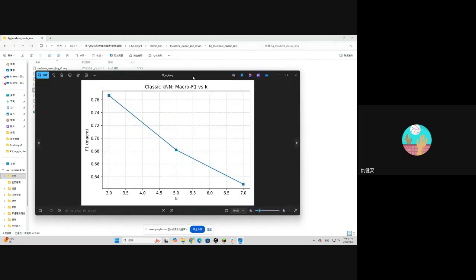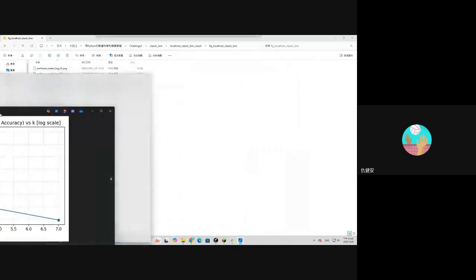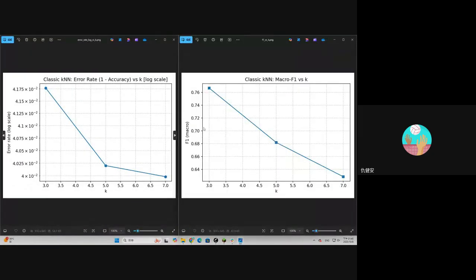So first let's see the F1 score and error rate of the accuracy here. You can see the accuracy getting higher and the error rate getting lower when the K gets larger, which means the model is predicting data more correctly. But comparing the F1 score, when K is larger, the F1 score is dropping, which means the diversity of the prediction is getting lower.